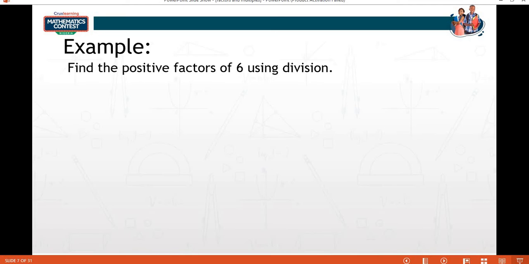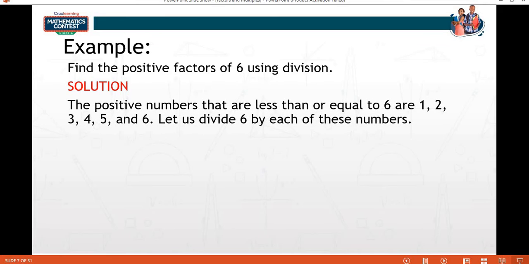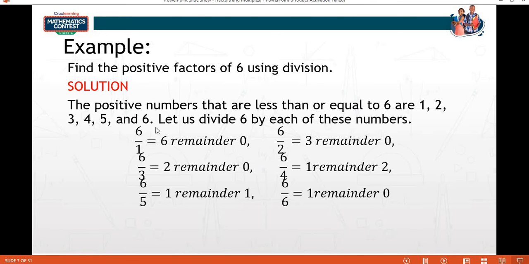So let's solve an instance now. Find the positive factors of 6 using the division method. First I'm going to list out all the positive numbers less than or equal to 6. They are 1, 2, 3, 4, 5, and 6. So let us divide 6 by each of these numbers. I've already done that, you can do it yourself. I have 6 divided by 1 is 6 remainder 0.